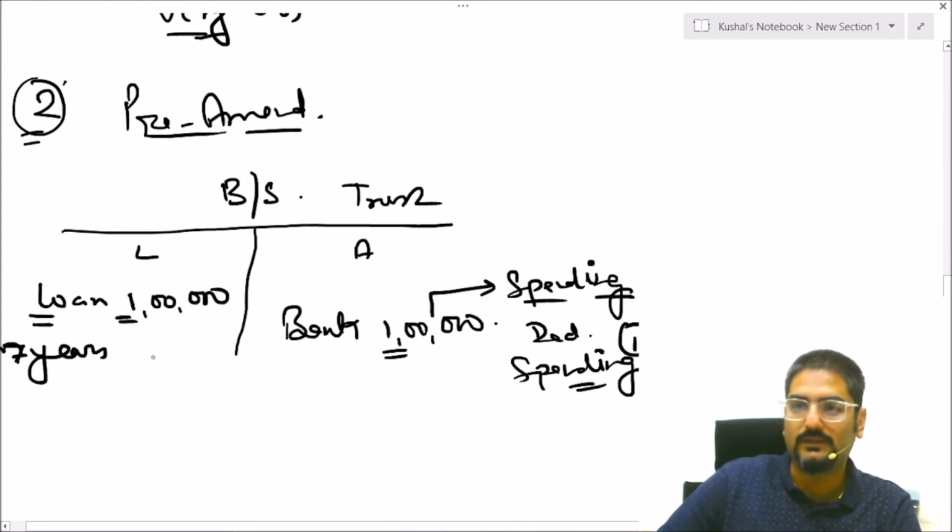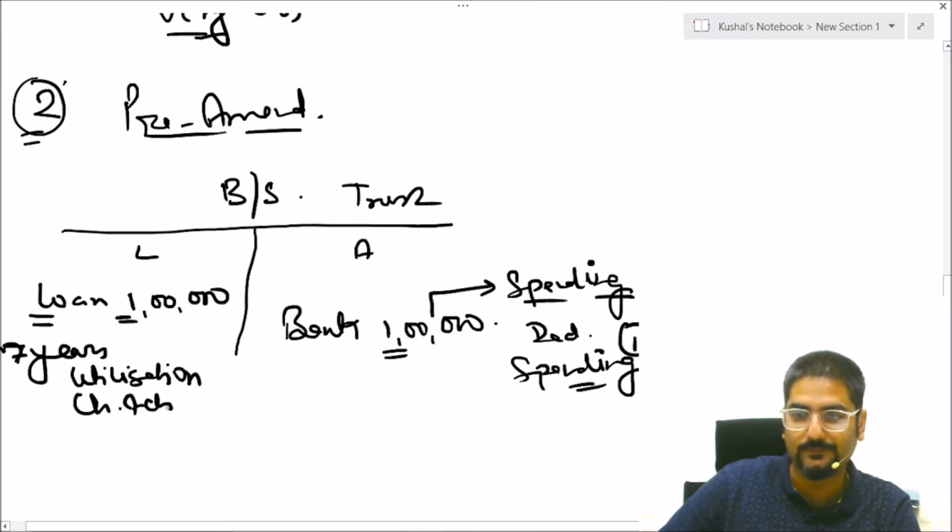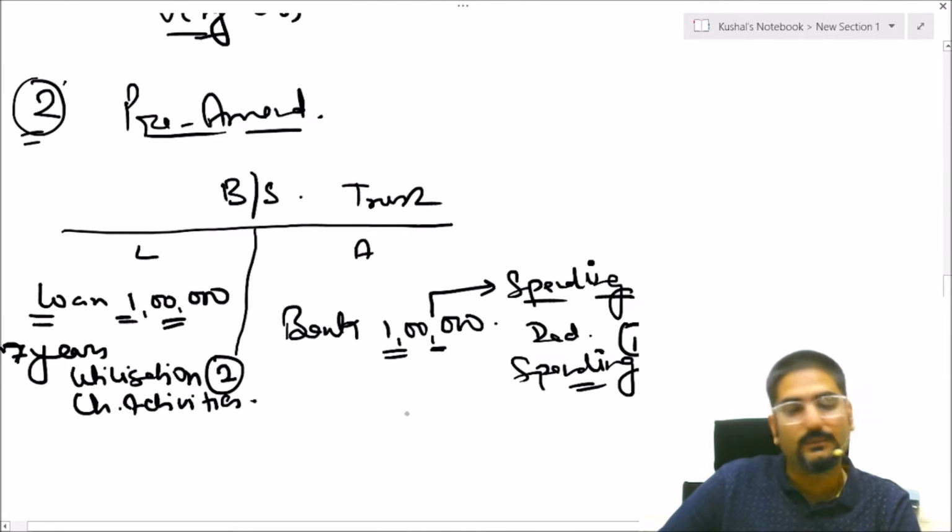Second instance, whenever after a few years, let's say after 7 years, this trust repaid this amount of 1 lakh rupees. Then again, this repayment of loan is counted as utilization of the receipts or spending of the receipts towards charitable activities. Right. This is the second instance. But the money in both the instances is similar.